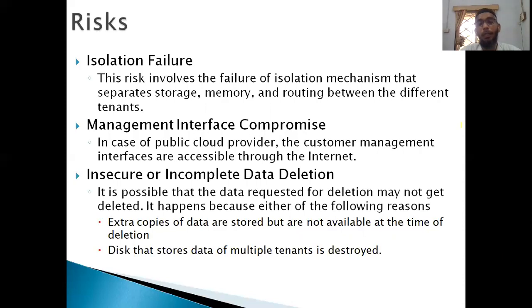And insecure and incomplete data deletion. It is possible that data requested to be deleted may not get deleted, because extra copies of the data may be stored but not available at the time of deletion. The same data may be stored at several places. When you are deleting, the other copies may not be available, and that data may reside on the cloud, and once it is residing there, it may be available to another person. Also, there is the risk when the disk that stores the data of multiple tenants is destroyed. When multiple users are there and the disk is destroyed, that is also a problem.